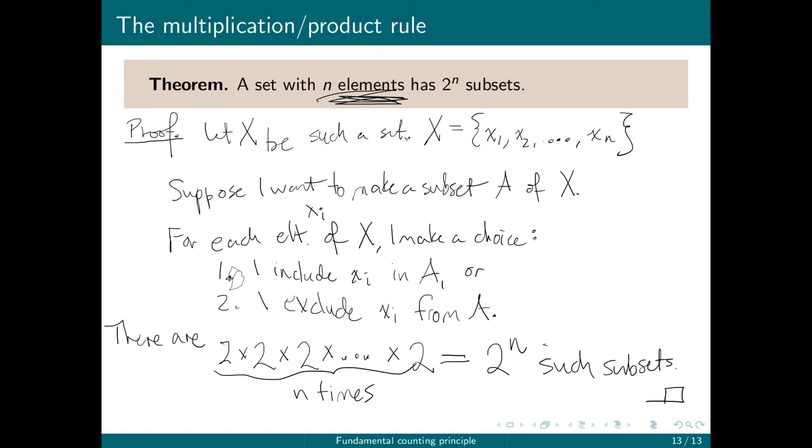And that's it. That's all there is to it. I want to make a subset. For each element, I have to include it or exclude it. Each element gives me a choice of two. 2 times 2 times 2 times 2 times 2 is, of course, just 2 to the n. That's all there is to it.